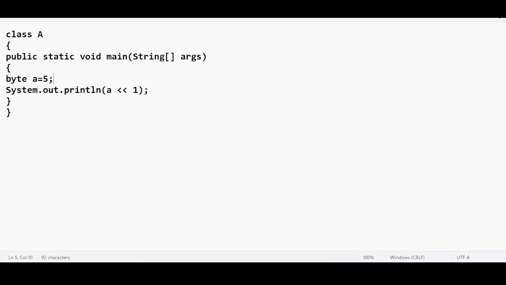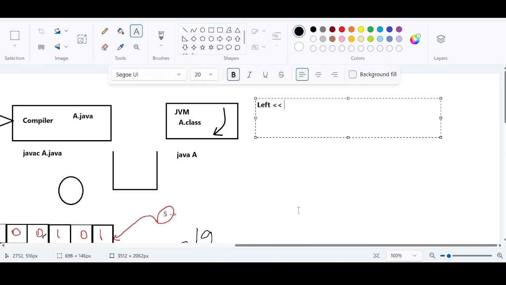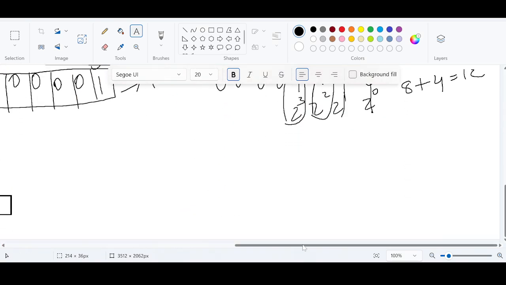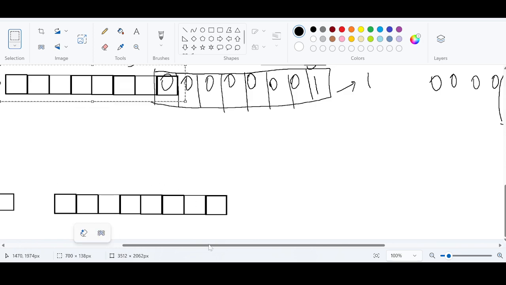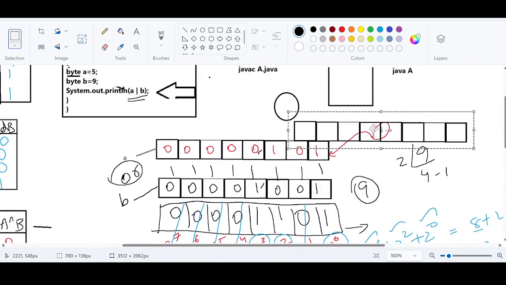So what is the equivalent binary for 5? We know this already. Focus here, guys. This is not tricky, but we will use this.